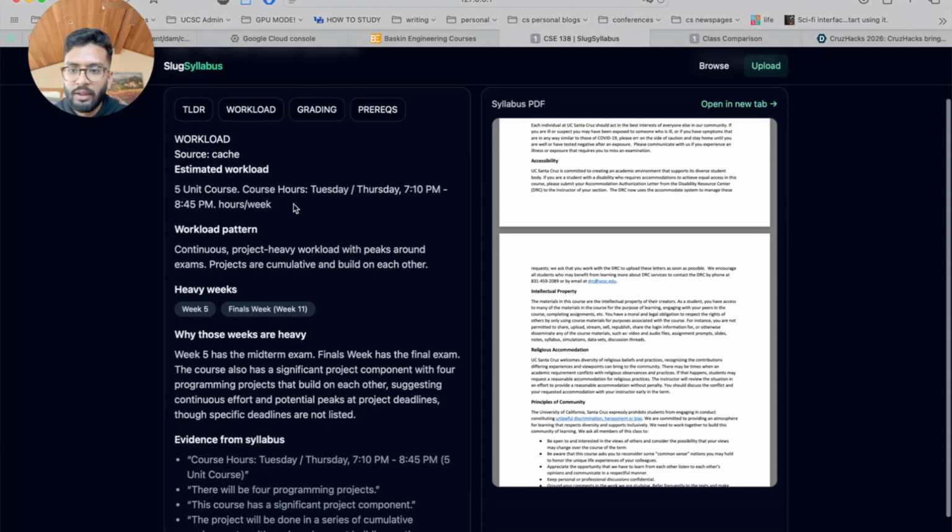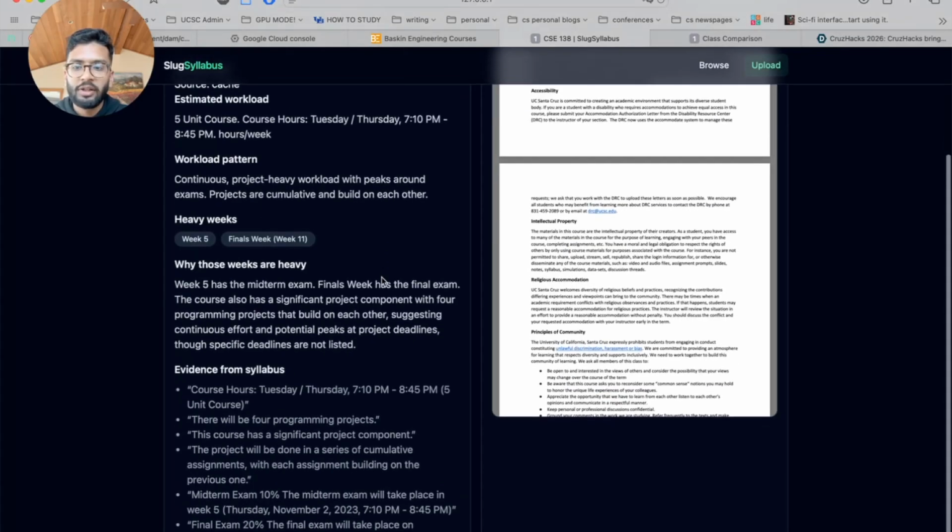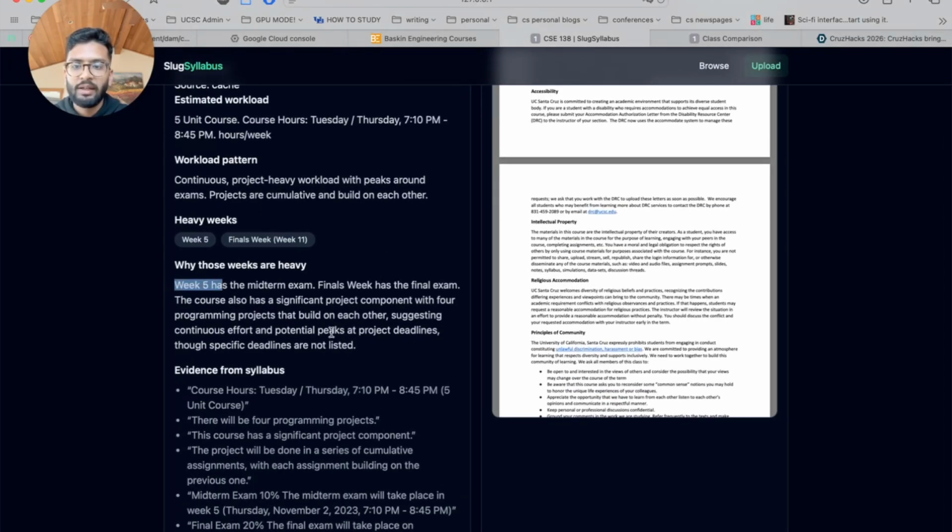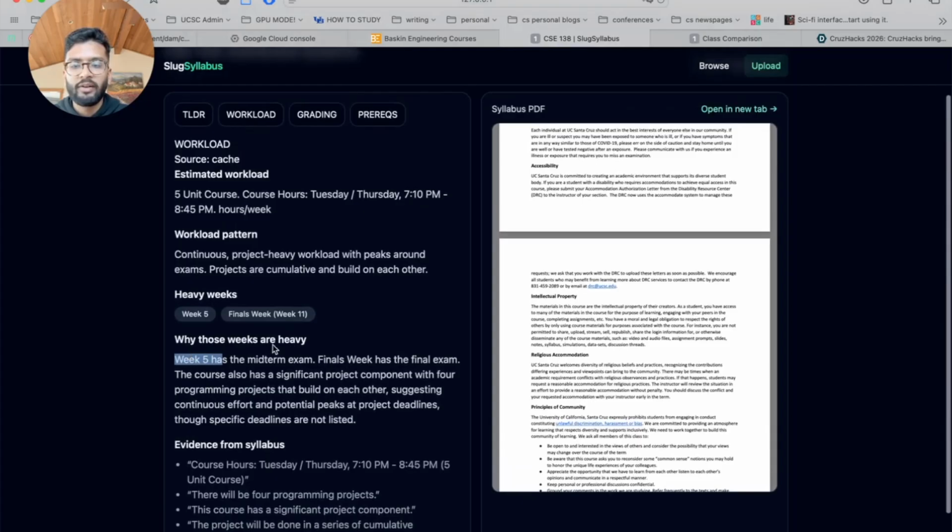Let's look at the workload. Workload pattern is continuous project-heavy workload with peaks around exams. Projects are cumulative and build on each other. And week 5 even has the midterm exam along with a programming project.